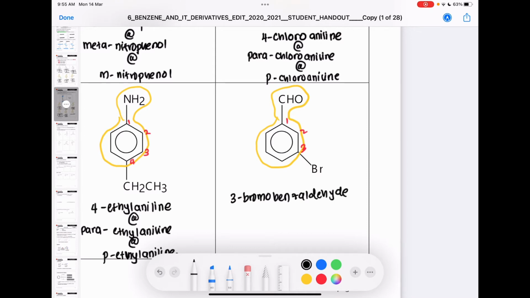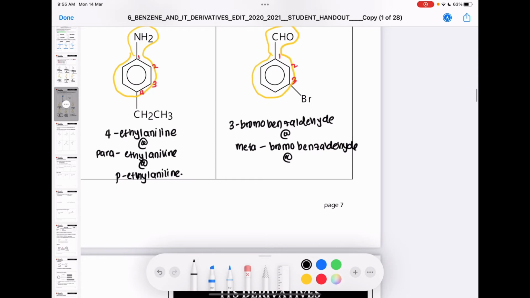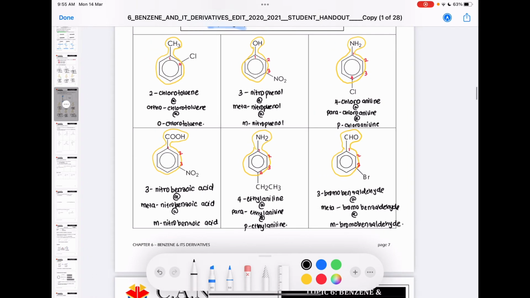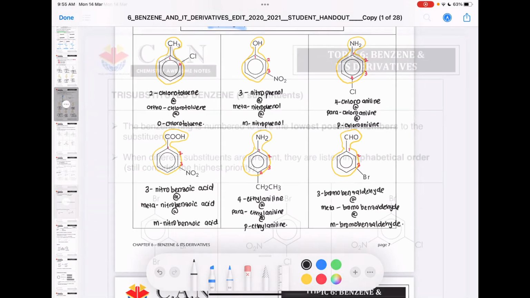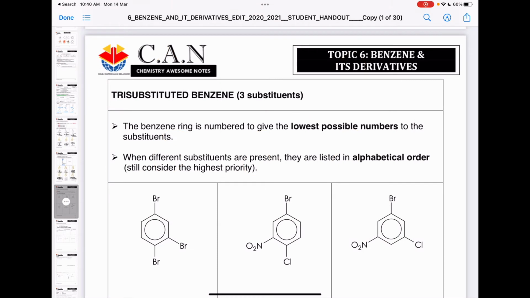So it will be 3-bromobenzaldehyde. Okay, or meta-bromobenzaldehyde or m-bromobenzaldehyde. Okay, there you go. This is how to name the benzene derivative when it has two different substituents. Okay, now let's take a look at benzene derivatives with 3 substitutions.